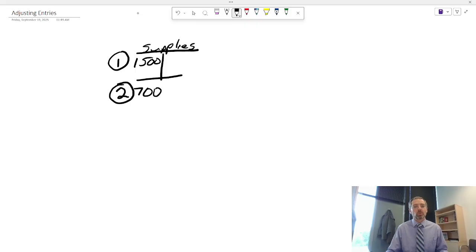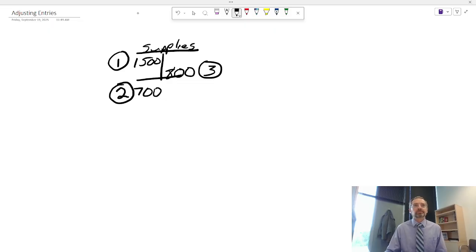So step one, what do the accounting records show? Two, what should they show? And then step three is, how do we change it? What journal entry do we have to make? In this case, we have to go from a $1,500 debit down to a $700 debit. And how do we do that? We have to credit the account $800. And that is step three.